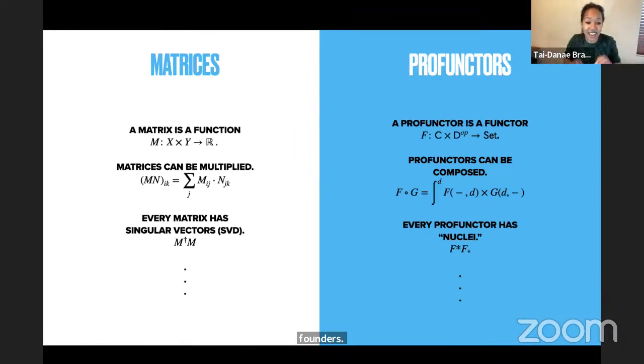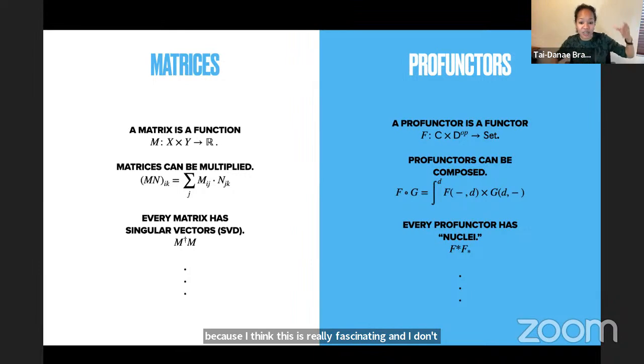And then the analogy goes on, and I will just end here because I think this is really fascinating. And I don't think it's more than an analogy, which is kind of puzzling. But in linear algebra, you have matrices. In category theory, you have profunctors. And basically, if you write it down, it's the same thing as a matrix.